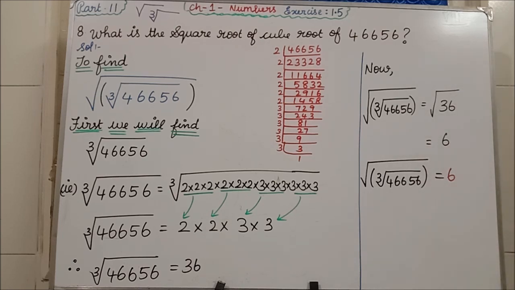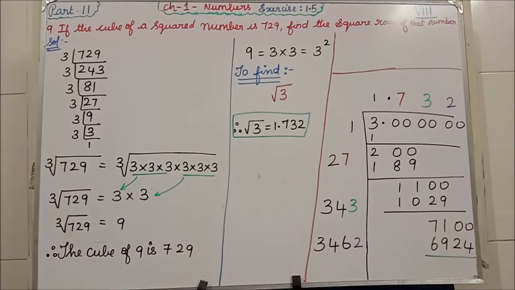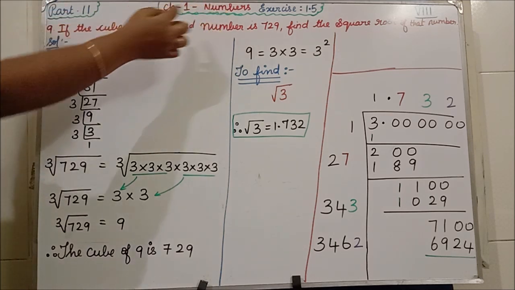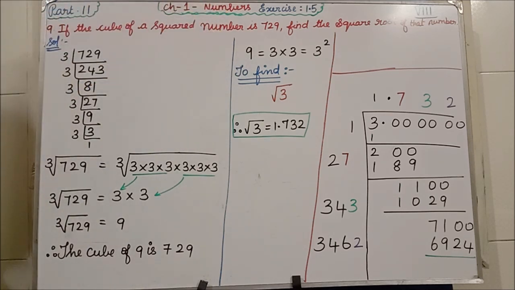Yes, the same model 8th question, now we are going to do the 9th question. Ninth question: if the cube of a squared number is 729, find the square root of that number. Students, first in the question we are going to find the cube root of 729. See, I have done here the LCM method, one I am using here, the prime factorization method.